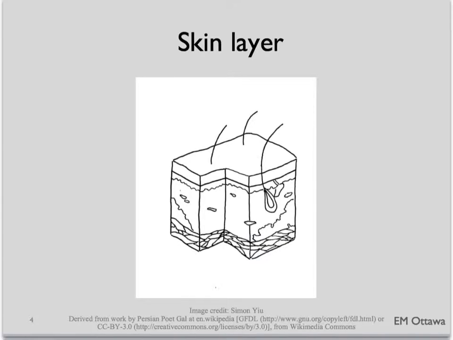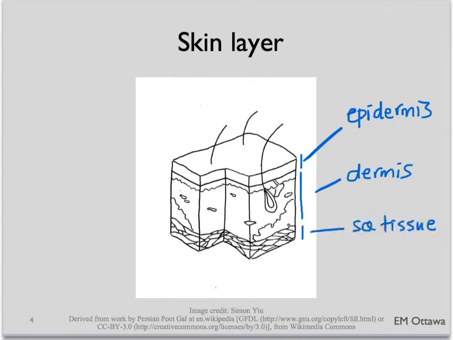To do that, we need to know what normal skin is composed of. Normal skin is composed of a few layers. The top part is the epidermis. Underneath that is the dermis. Underneath that is subcutaneous tissue. Under that would be bone, muscle, tendons, and so on.